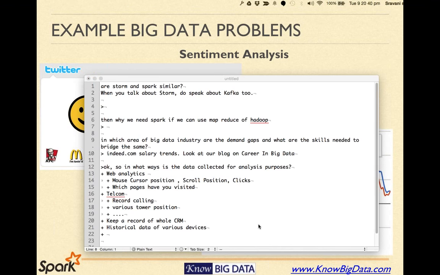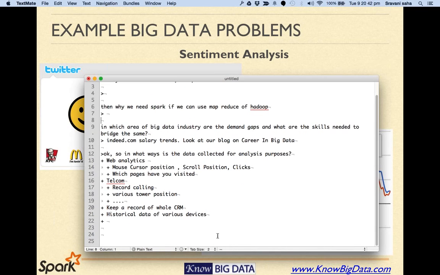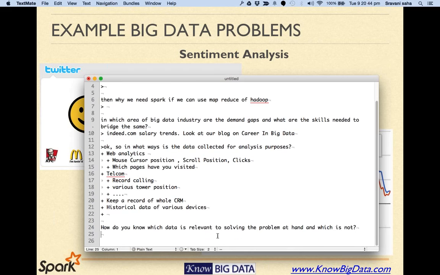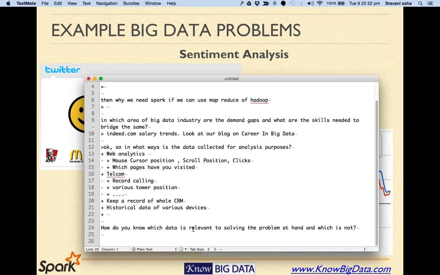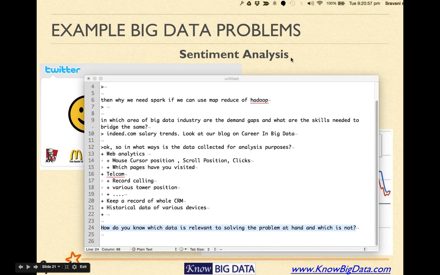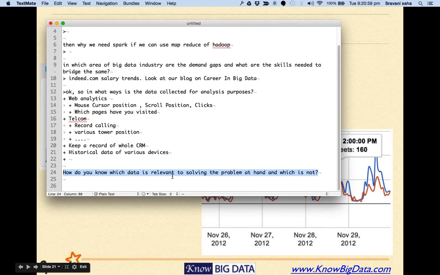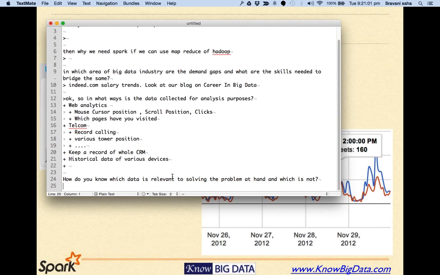Now, the next question. I hope this is not disturbing for you. I'm trying to type it here so that everybody can see the question. All right, the next question from Satya is, how do you know which data is relevant to solve the problem at hand and which is not?